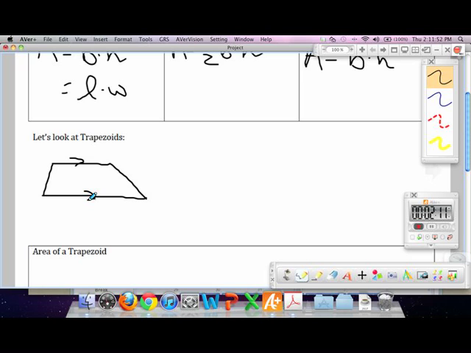You could label these things if you wanted. Therefore, the area of this trapezoid must be what? Area is half of 3 plus 7 times 4, square units. Order of operations: 3 plus 7 is 10, 10 times 4 is 40, half of 40 is 20 square units.